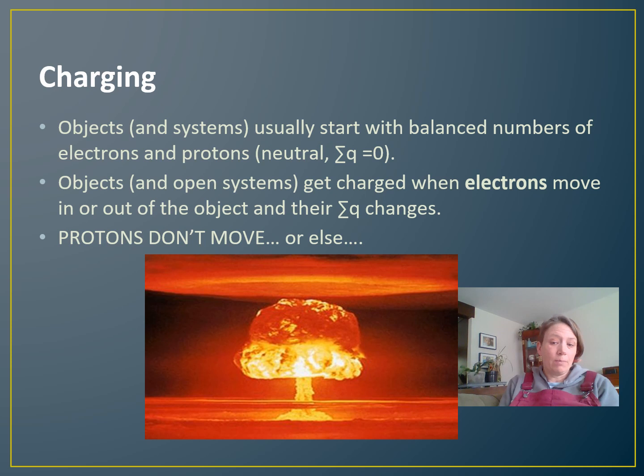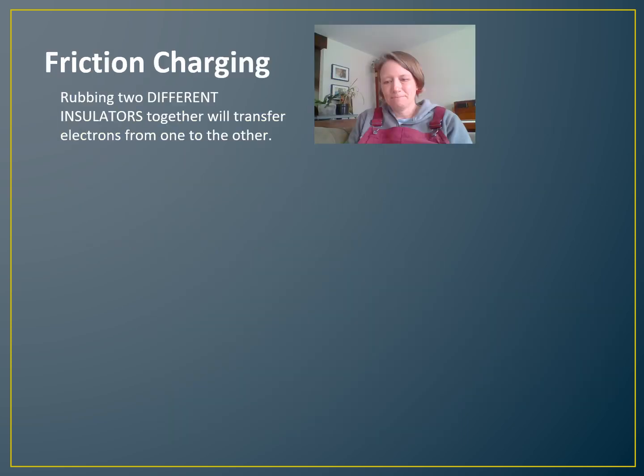Of course, you can get a positive or negative object by moving electrons. You'll get a negative object if you add electrons, more negatives, and you'll get a positive object if you subtract those electrons, because then you are left with unbalanced protons in your system. So you can get charging positive or negative by the movement of electrons. Don't move the protons. The first kind of charging process we're going to talk about is known as friction charging.